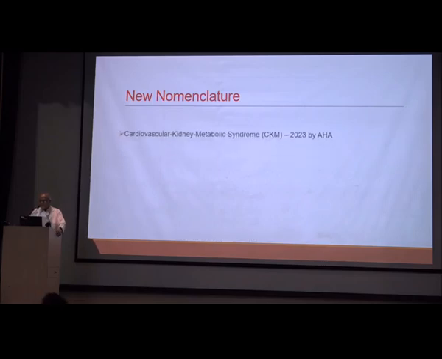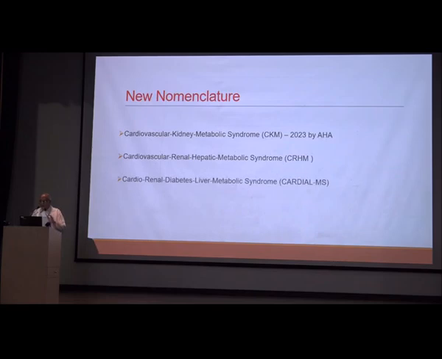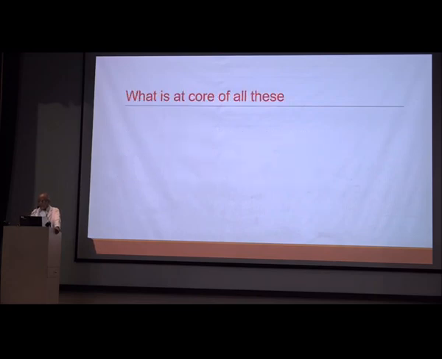So the new nomenclature, as we know, could be cardiovascular renal hepatic metabolic syndrome, or cardio-renal diabetes liver metabolic syndrome, CARDIAL MS? Why am I saying this?